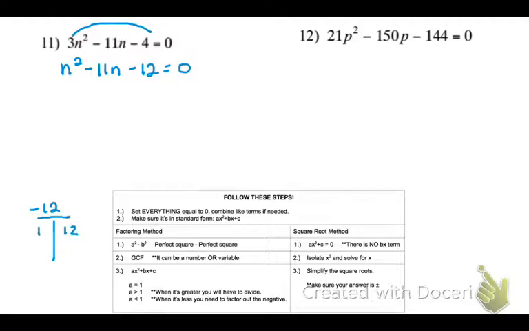That gives me a positive 12, but I actually need a negative 12. I have to make the 12 negative, not the 1, even though if the 1 is negative, it still gives me negative 12. The reason the 12 has to be negative is because when you add them, you need a negative 11. If you make the 1 negative, you'll be left with a positive 11. So I'm going to use 1 and negative 12. So I'm left with n plus 1 and n minus 12 is equal to 0.